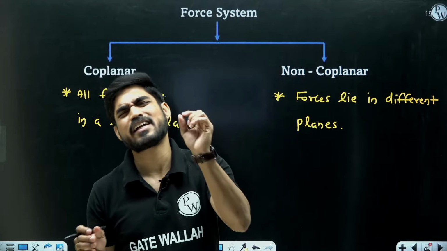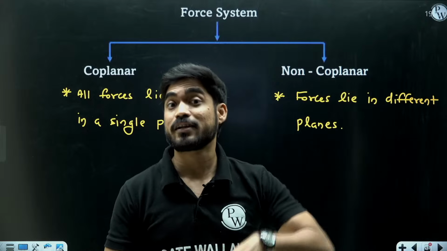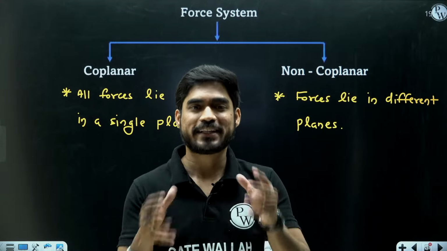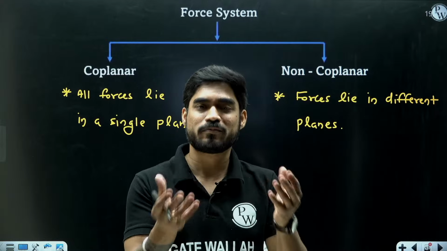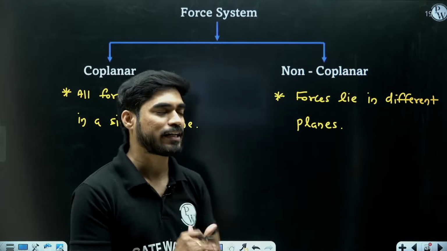Let's say you are getting only 1% error, but your calculation time is reduced to 50%. So you are going to take that chance, right? You will assume that this system is a coplanar force system. Let me give you a perfect example.